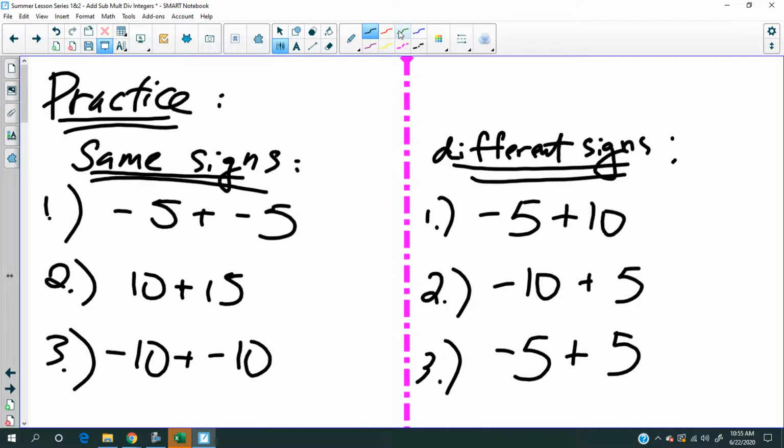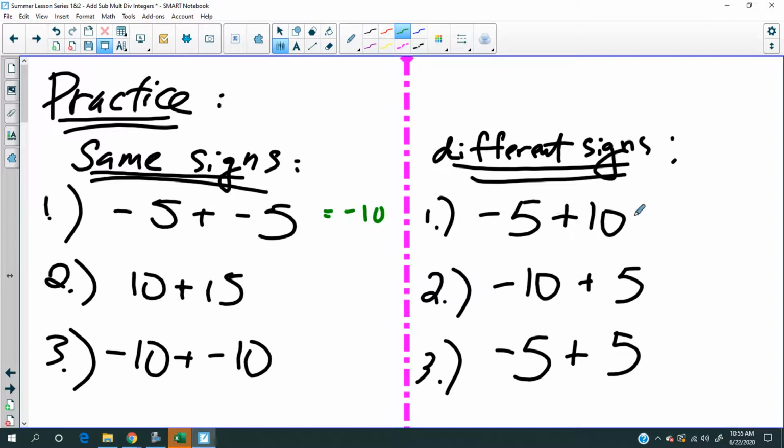Okay, here we go. Number 1: adding with the same sign. So what do you do when you add with the same sign? By the way, you're going to have to memorize those rules. I'm just telling you now. 5 plus -5 plus -5. So you add the numbers, keep the sign.